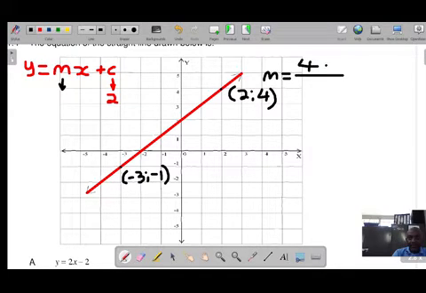4 minus y1. What's my y1? It's negative 1. So don't forget brackets, please. Negative 1 here. Then divide by x2 minus x1. What's my x2? It is this 2 here. Then minus x1. What's my x1? It is the negative 3. Again, don't forget the bracket, please.